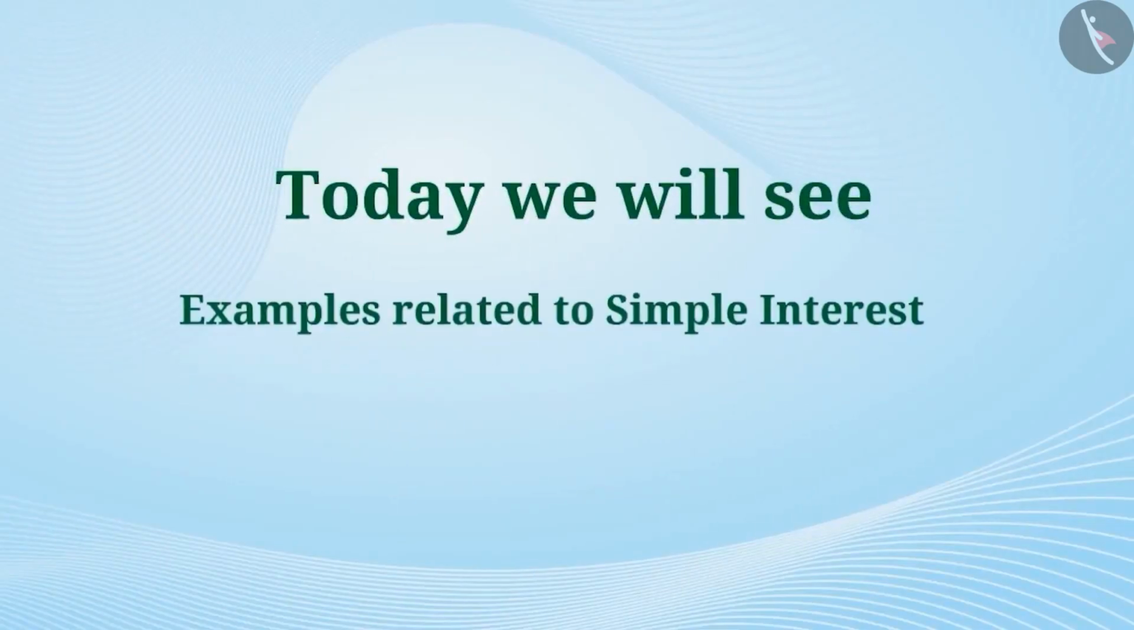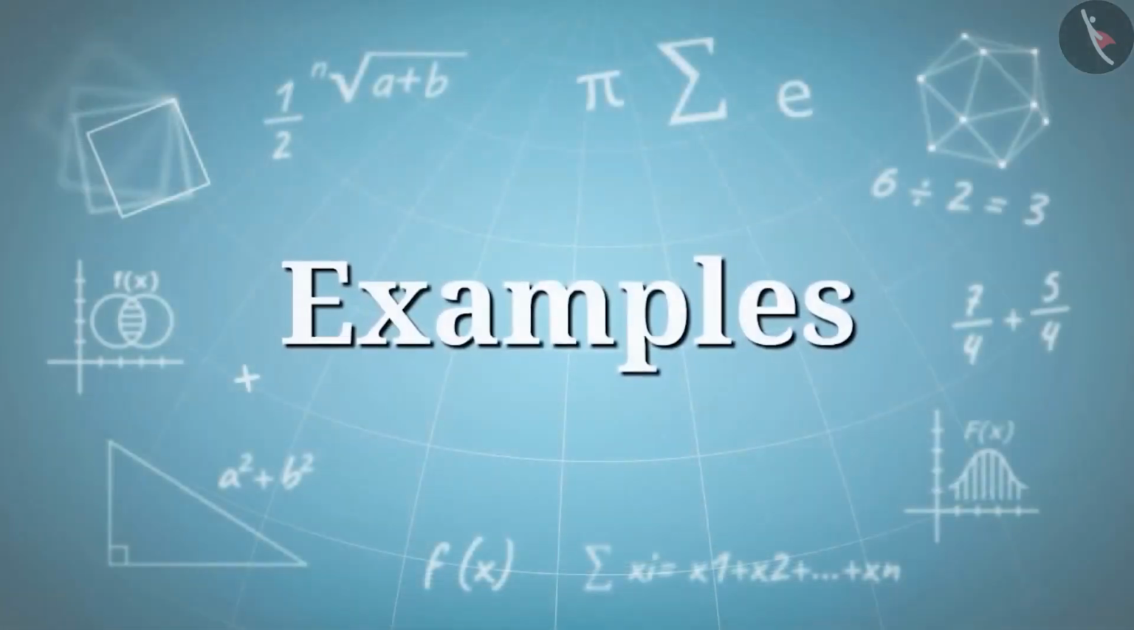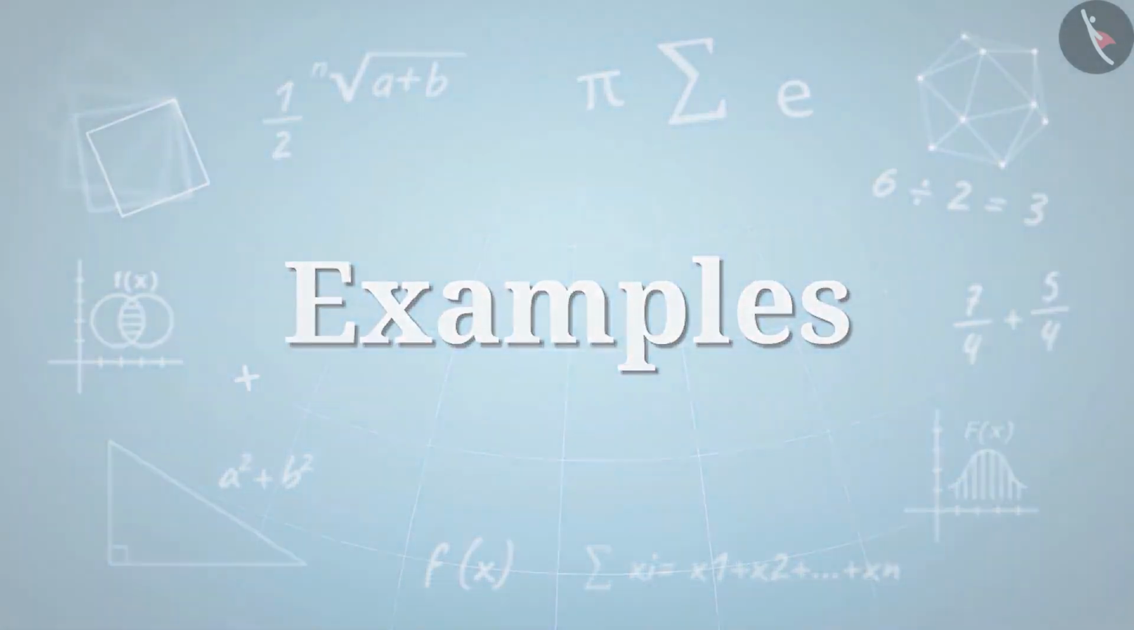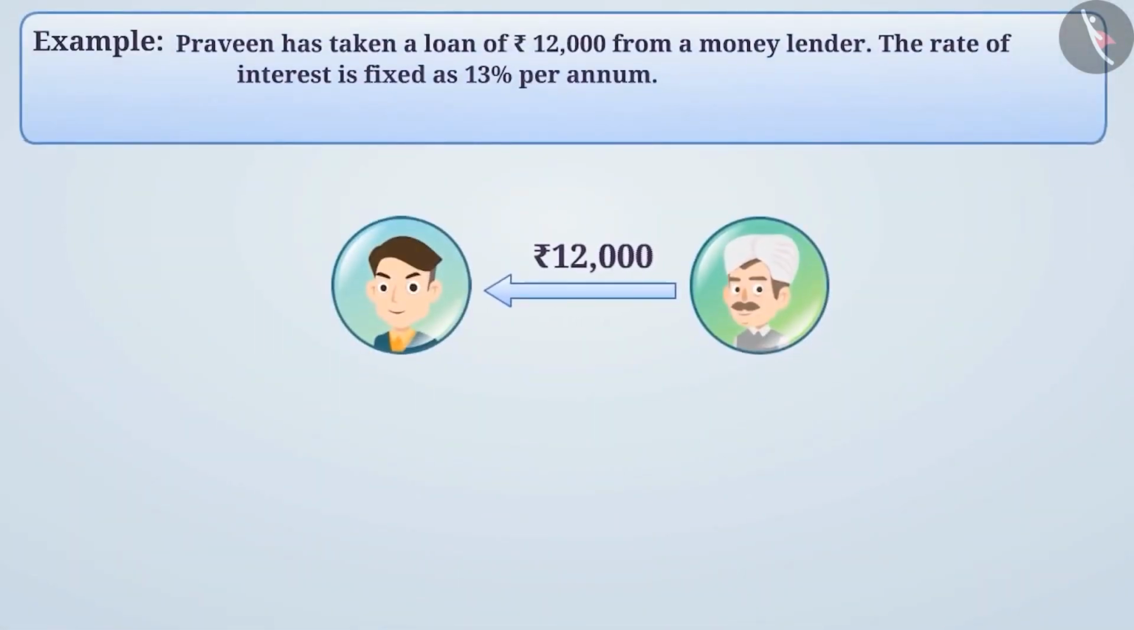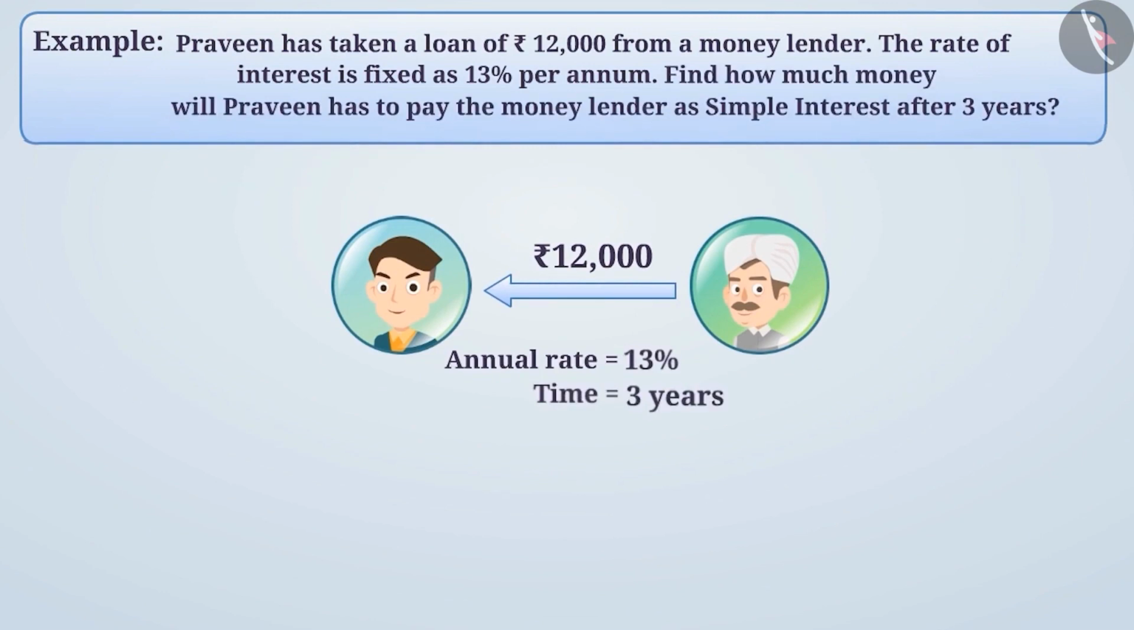Today, we will see some examples related to simple interest. Praveen has taken a loan of Rs 12,000 from a moneylender. The rate of interest is fixed as 13% per annum. Find out how much money Praveen has to pay the moneylender as simple interest after 3 years.